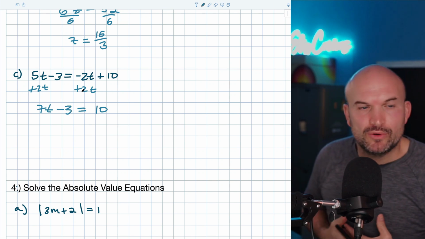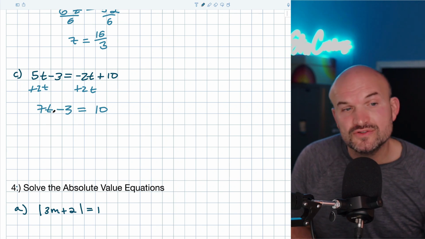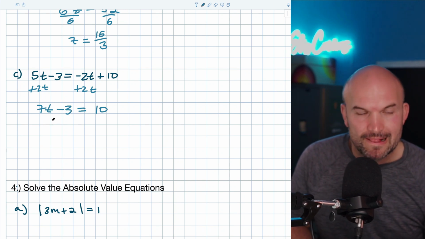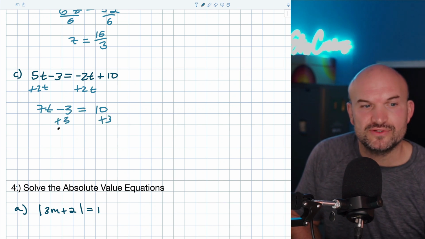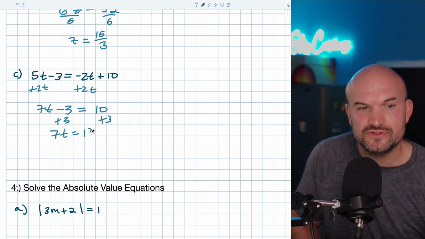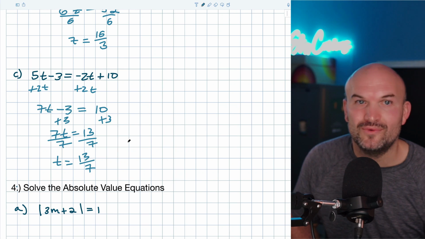And remember, with two-step equations, all we're looking at doing is undoing what's happening to the variable, right? We always want to undo addition and subtraction first, then undo multiplication and division. So the first thing I'm going to do here is add 3 to both sides. So I get 7t is equal to 13. Divide by 7. t is equal to 13 over 7. And voila, we're all done there.